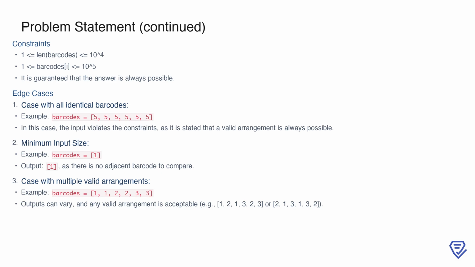For edge cases, consider an array where all barcodes are identical, like 5, 5, 5, 5, 5, 5. This would not be a valid input because it's impossible to rearrange these to satisfy the condition. For the smallest input, such as 1, the output would simply be 1, as there's no adjacent barcode to compare. Additionally, for cases with multiple valid arrangements, such as 1, 1, 2, 2, 3, 3, any valid output is acceptable, for example, 1, 2, 1, 3, 2, 3, or 2, 1, 3, 1, 3, 2.